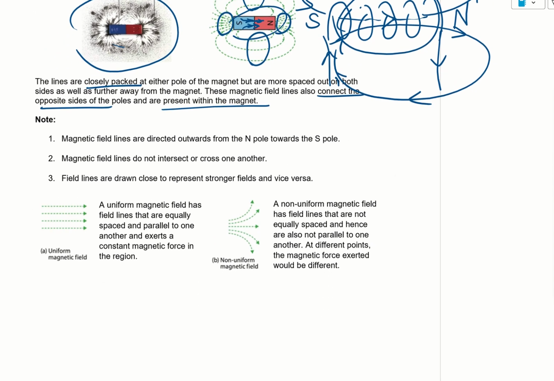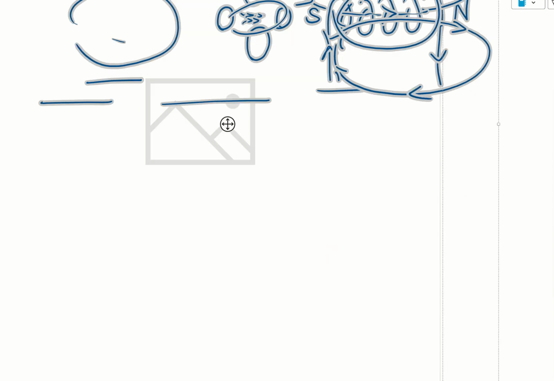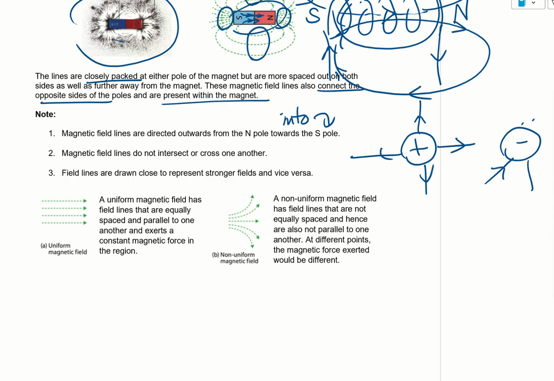Take note, magnetic field lines are directed outwards from the north pole and into the south pole. So it's like your charges. For positive charge, the field lines are coming out. For negative charge, the field lines are going in. Magnetic field lines do not intersect or cross one another.